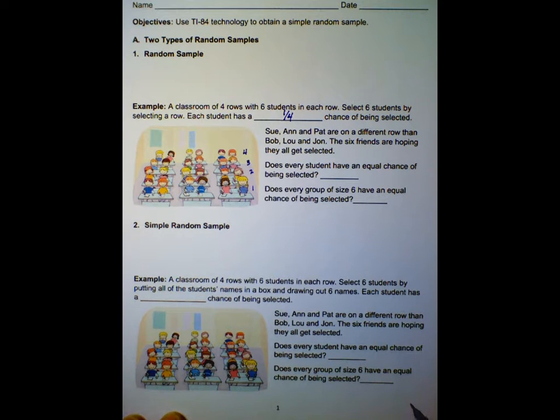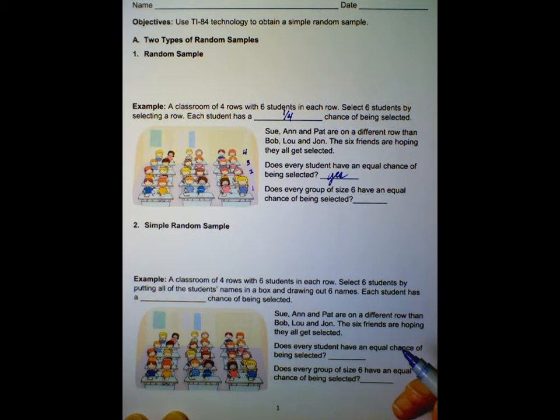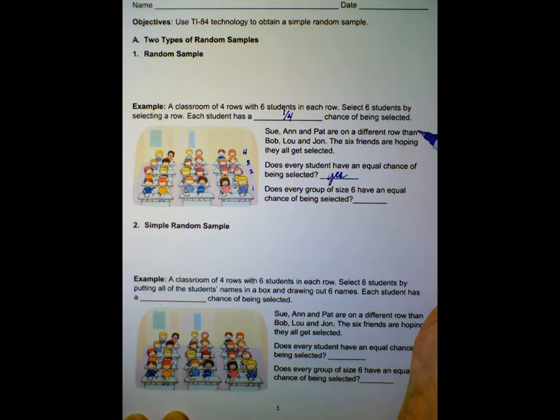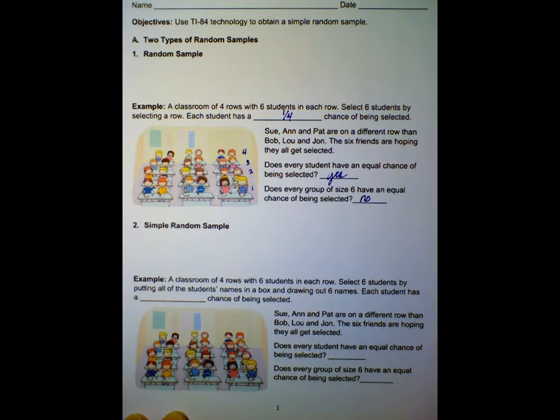If Sue, Ann, and Pat are on a different row from Bob, Lou, and John, and they're all friends and they're hoping that they are going to be the 6 students selected, first, do we conclude that every student has an equal chance of being selected? Yes, every student has a 1 in 4 chance of being selected. It's equal for each student. But does every group of size 6, say every group of 6 friends, have an equal chance of being selected? Well, no. Sue, Ann, and Pat, if they're on a different row from Bob, Lou, and John, there's no way that those 6 will be selected if you select by row. So no, we can't get every possible group of 6.